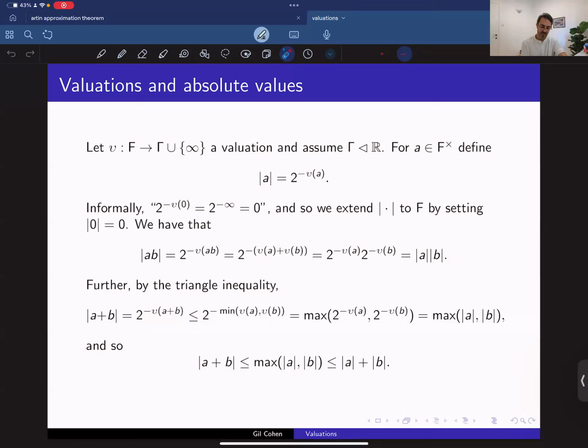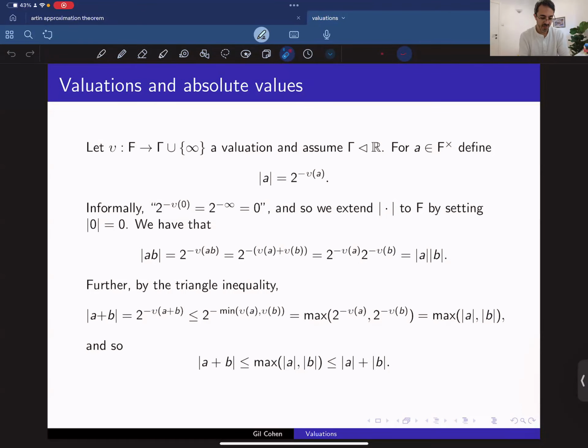Now, if you think about it for a second, 2 to the minus minimum of V and VB is the maximum of 2 to the minus V and 2 to the minus VB, because 2 to the minus is a decreasing function. And this is precisely the maximum between the valuations. So we just showed that the absolute value of a sum is at most not only the sum of the absolute values, but in fact something stronger, the maximum of the absolute values, right? So we established this inequality, which implies the triangle inequality because the maximum is bounded by the sum, right? Everything is non-negative.